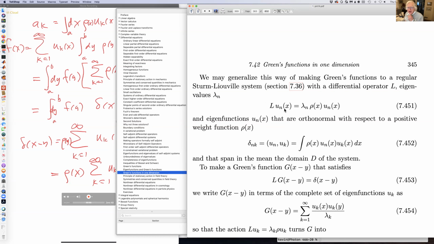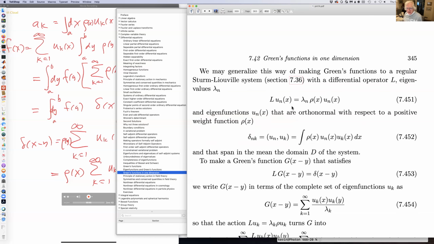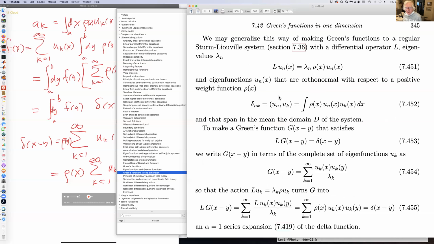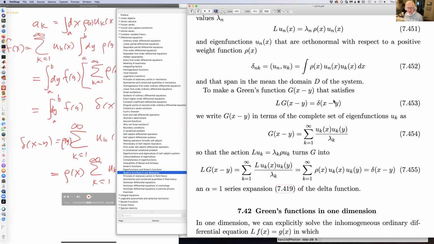All right, so what we have seen, though, is that in general, because of the completeness of the eigenfunctions, you can represent, and the eigenfunctions look like this. They're the eigenvalues. This is the eigenfunction. Rho is the weight function. L is the self-adjoint differential operator. And we've seen that these eigenfunctions are orthonormal with respect to the weight function on whatever the interval is, and they span the domain of the system. And so if you want a Green's function that does this, we know that we can write the delta function.